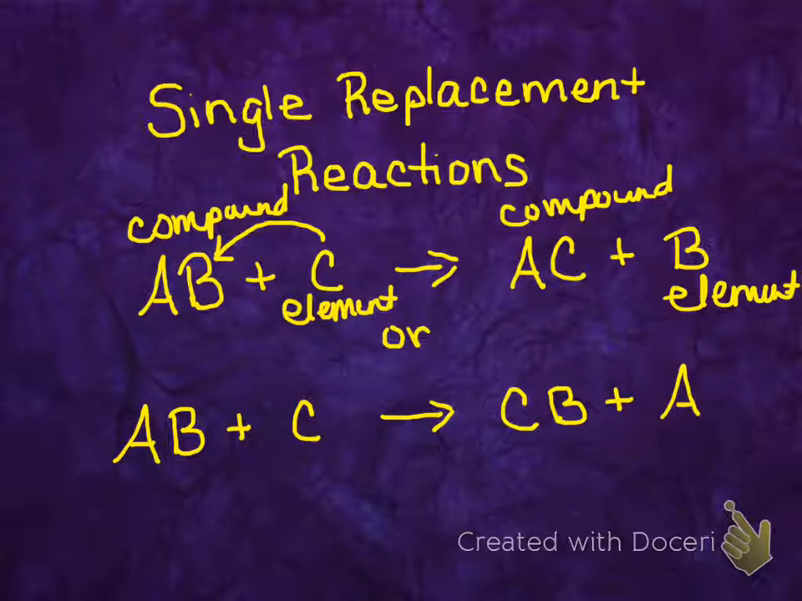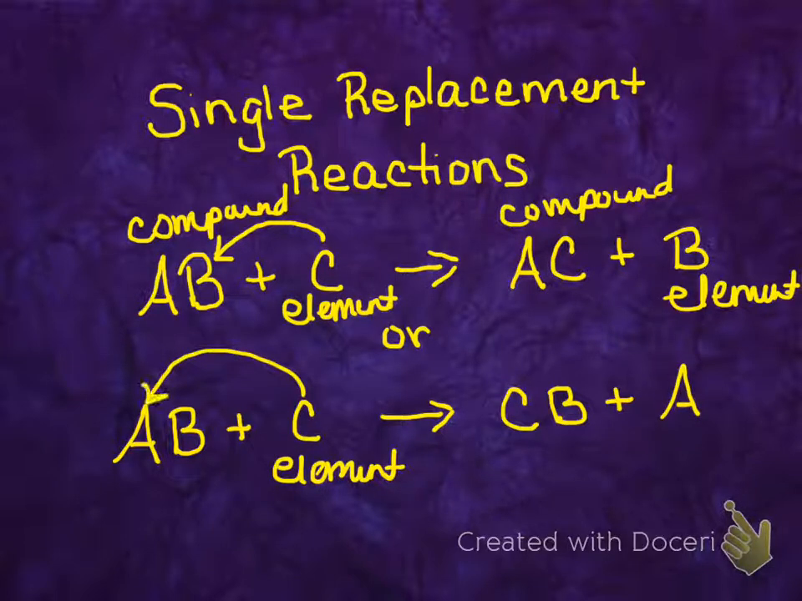Okay, and it's important to note that our generic equation could take two forms, because the element will take the place of one or the other of the elements in the compound. So in this case, C takes the place of A. Okay, so we could have it work either way, but we always start out with a compound and an element. We always end up with a compound and an element. It's just that one of the elements has taken the place of the other.